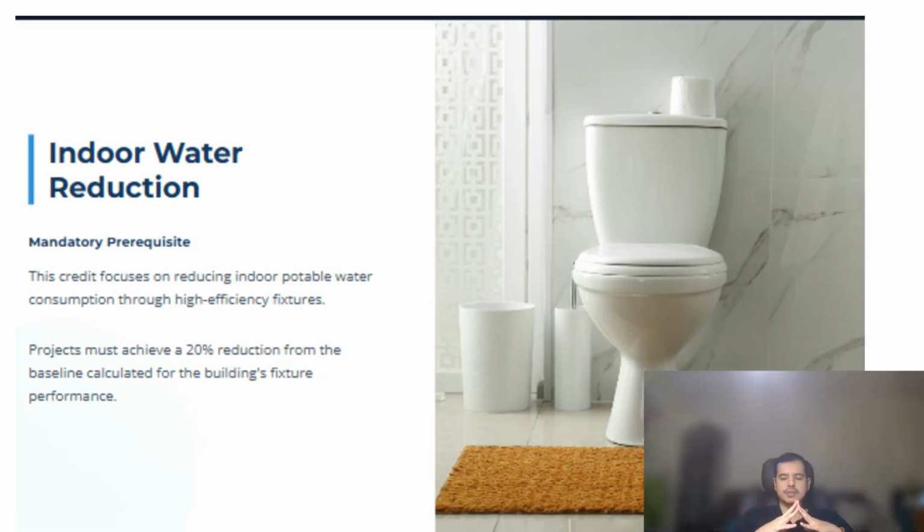About this specific item, it is not a grade because it's a prerequisite. There is not too much to say except that in a building there are different appliances, right? What types of appliances do we have? We have urinals, toilets, showers, faucets, etc. So LEED is going to provide us with a table, and then you're going to start looking in that table.